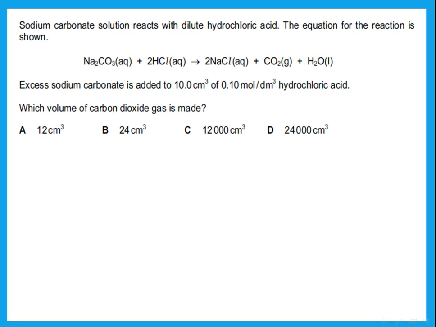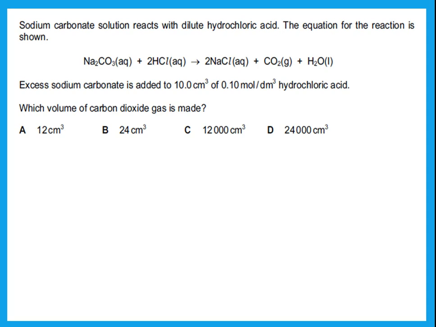Okay. Sodium carbonate solution reacts with the acid, and he gives me the equation, and he's saying he put excess sodium carbonate added to 10 centimeter cubed of 0.1 mole per decimeter cubed of hydrochloric acid. Again, I'm going to remind you, anything in centimeter cubed is volume, and anything in mole per decimeter cubed is concentration. So which volume of carbon dioxide gas is made? Okay. So I'm starting with HCl, and he's asking me about carbon dioxide. So I need to get the number of moles of HCl first, relate it to the carbon dioxide, and then get the volume of carbon dioxide.